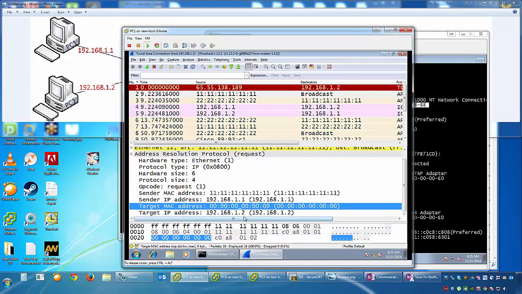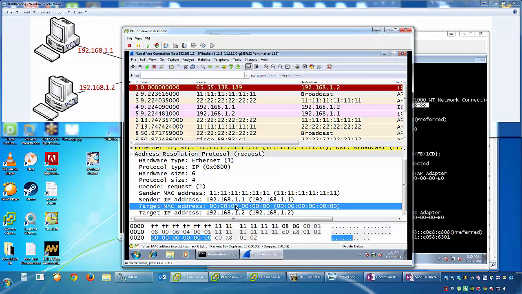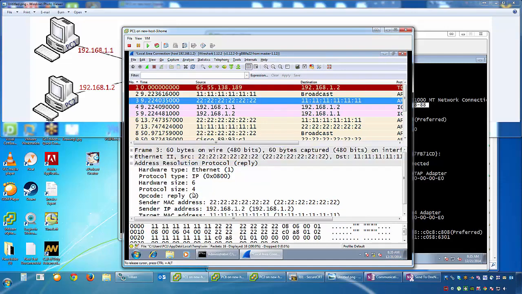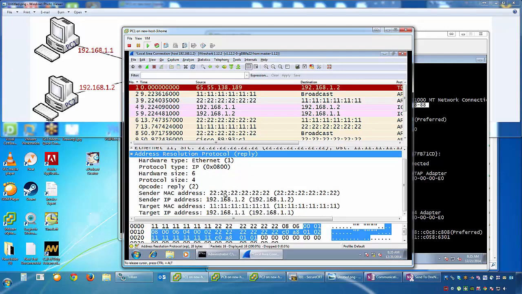Target MAC address, target IP address. And notice the zeros because we have no idea what those values are. So when a reply comes back, which this is now the reply we're looking at, let's see what he says. Sender MAC address is 2. Sender IP is 1.2. Now that's nice to know because now when this comes back to PC1, PC1 will update its ARP table. That's the information it needs right there.